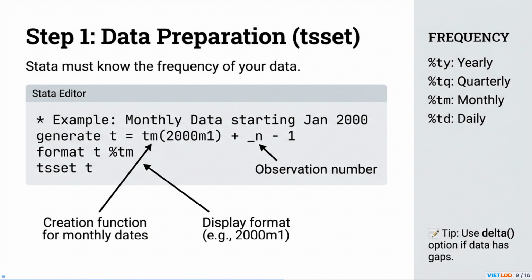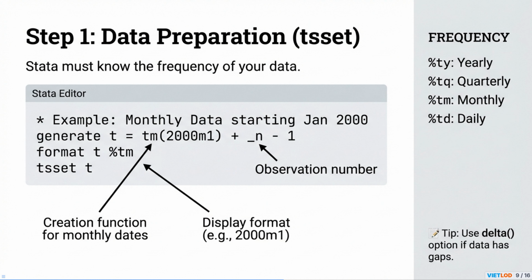Before any analysis, you must tell Stata which variable represents time and what the frequency of your data is. This is done with the tsset command. First, you often need to create a proper time variable. Stata has functions like tm for monthly data, tq for quarterly, and so on. In this example, generate t equals tm(2000m1) plus _n-1 creates a monthly time variable starting in January 2000.